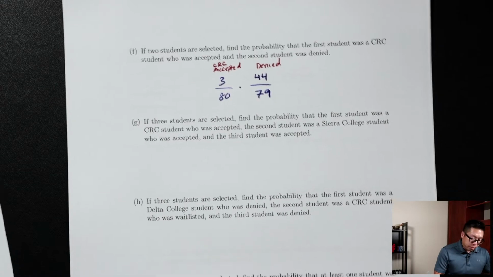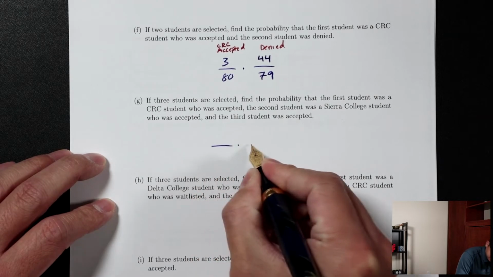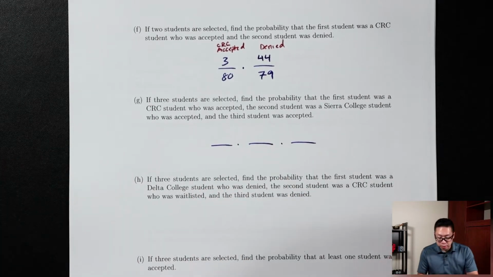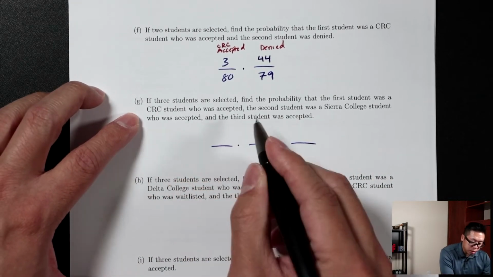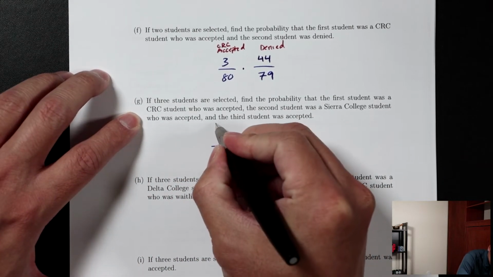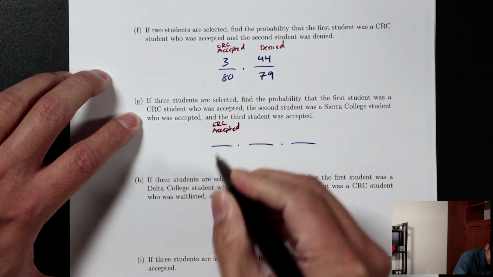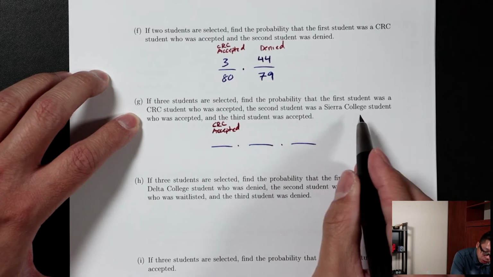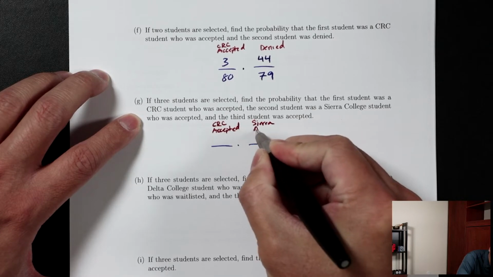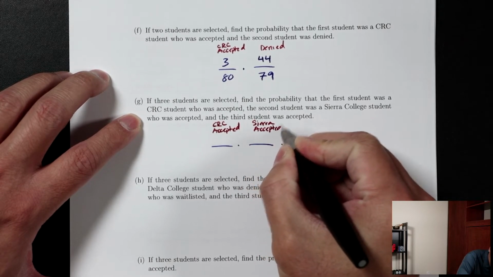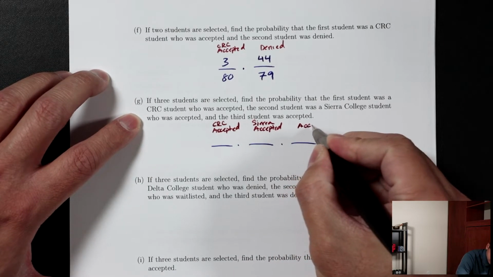Part G. If 3 students are selected, that means I need 3 fractions that are multiplied together. Find the probability the first student was a CRC student who was accepted. So the first one is going to be CRC accepted. The second student was a Sierra College student who was accepted. So the second one is Sierra accepted. And the third student was accepted without any college specified, so just accepted.